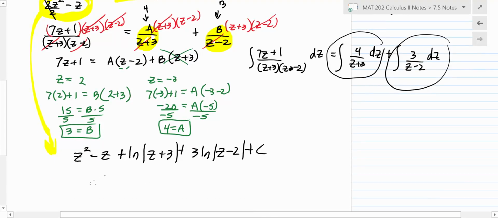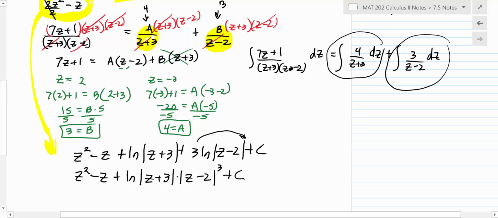And then what you could do is just put the logarithms together. So we're going to have z squared minus z plus ln. Since this is a sum, you would have ln of z plus 3, bring the 3 up, and then that would be times z minus 2 to the 3rd power plus c. There you go. That's it.